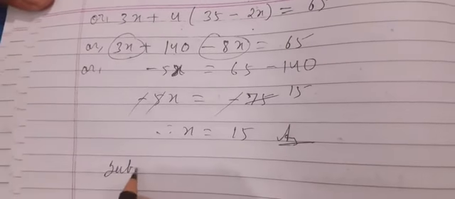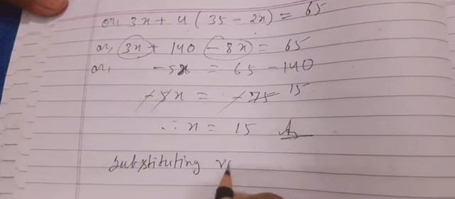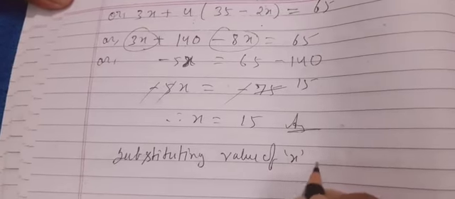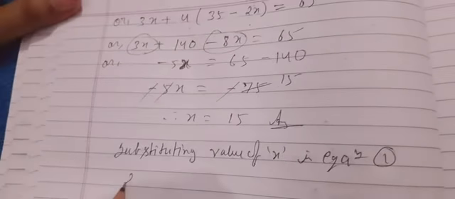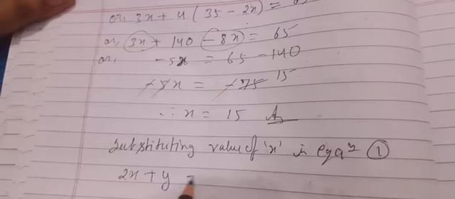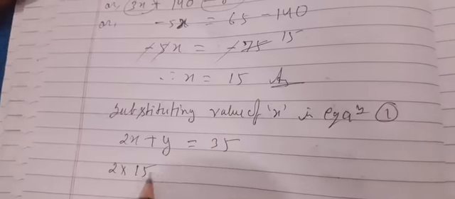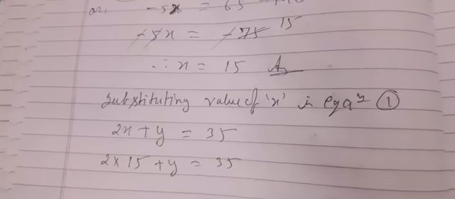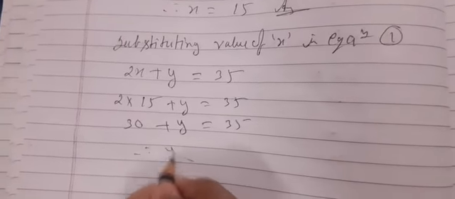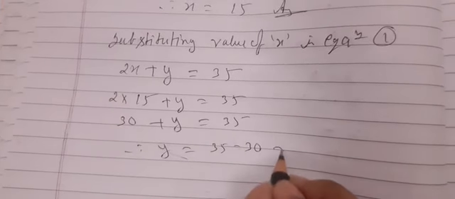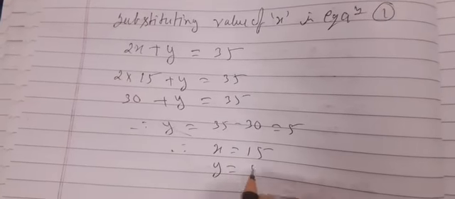Now we will substitute this value in any of the original equations. Substituting the value of x in equation 1. What was equation 1? That was 2x plus y is equal to 35. So 2 into 15, in place of x we have written 15, plus y is equal to 35. So 2 times 15 is 30 plus y is equal to 35, therefore y is equal to 35 minus 30, that is 5. Therefore you may rewrite x is equal to 15 and y is equal to 5.